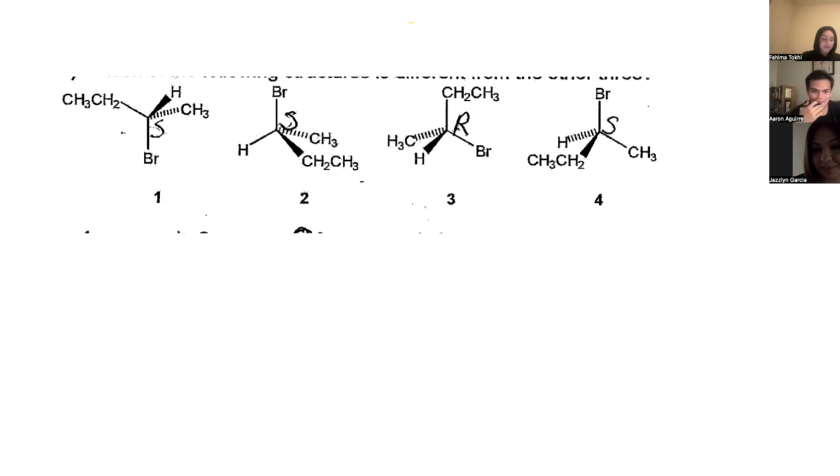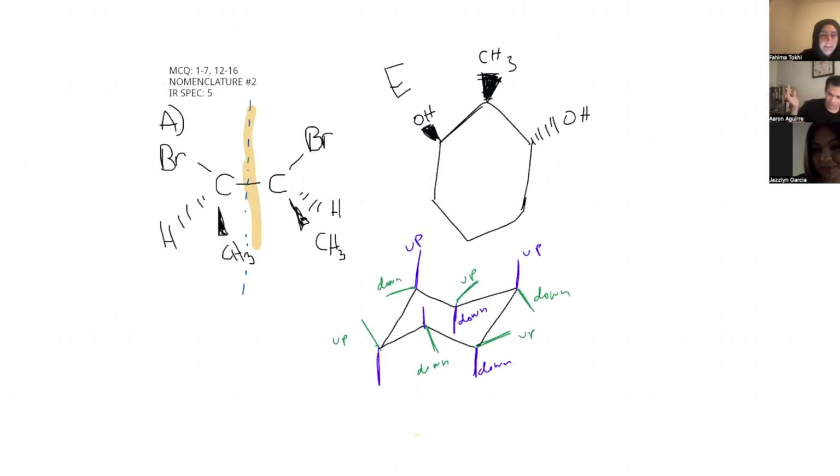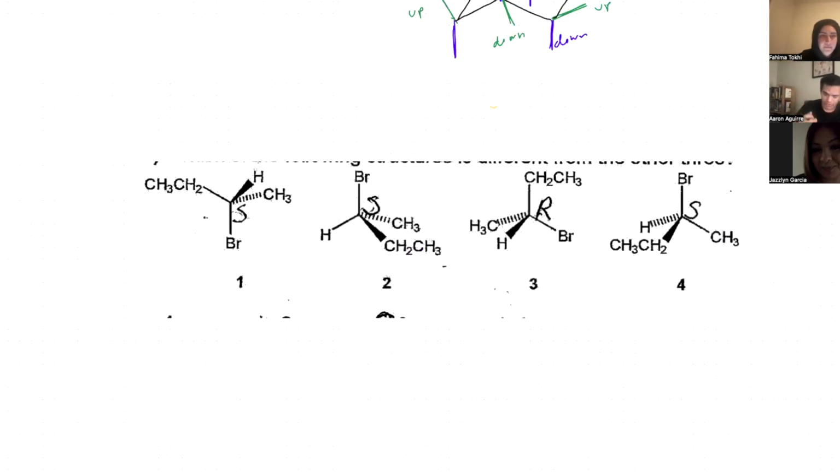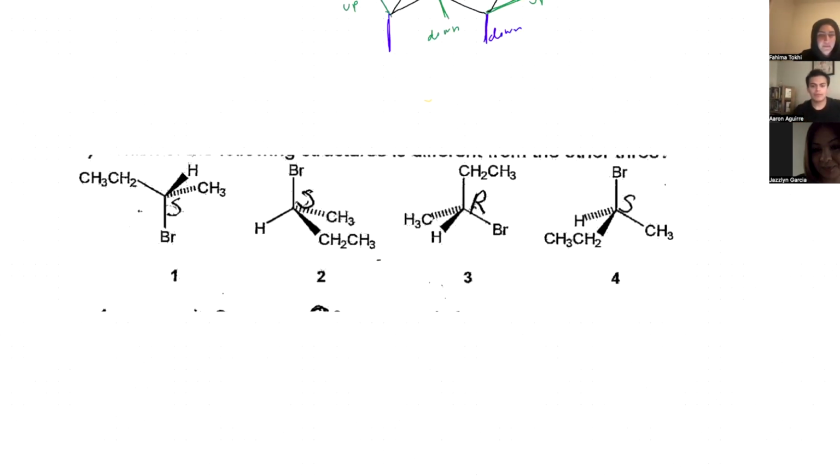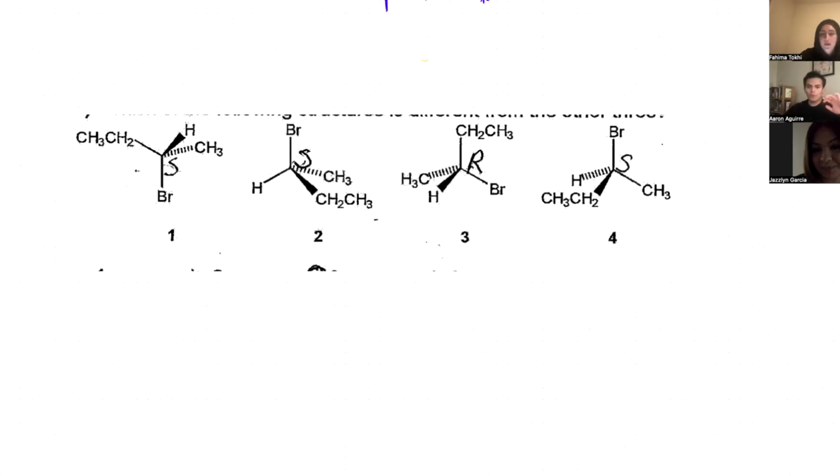The question is which of the following structures is different. It's asking for R and S, basically. That's how you check, because they all have the same groups attached to the chiral center. Oh, okay, it already has the answers on it. What's your method? My method, I think a lot of people are gonna mess up the counting of the R and S, basically. I think a lot of people are gonna mess it up, I'm not gonna lie.